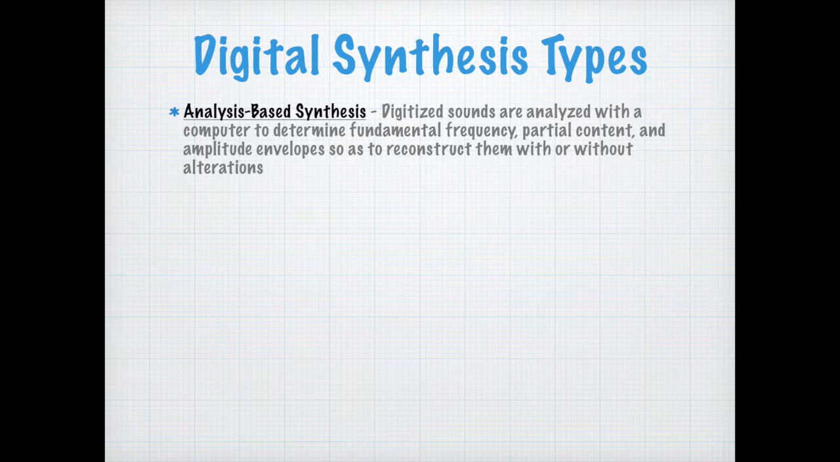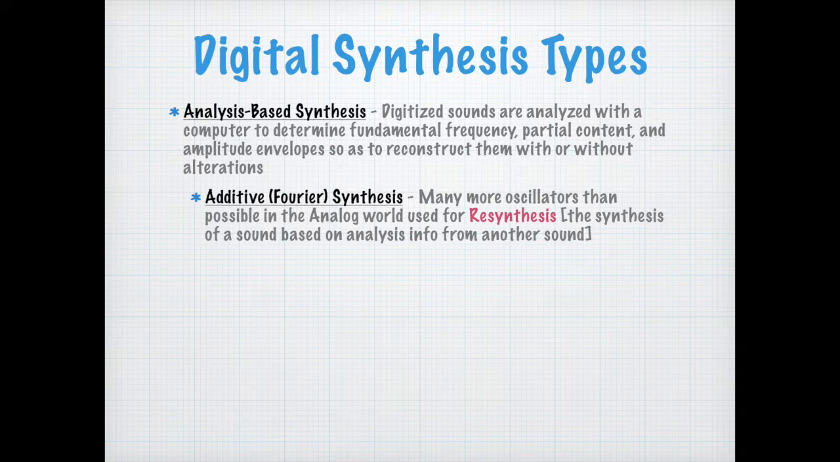So here we're just going to kind of dig into some of the digital synthesis types. Since there's not a lot of extra information to go over here, we'll just sort of see where the differences lie between analog and digital. So one of the big things that digital can do that analog cannot is called analysis-based synthesis. And this is when digitized sounds are analyzed with a computer to determine the fundamental frequency, partial content, and amplitude envelopes that are present, so as to reconstruct them with or without alterations.